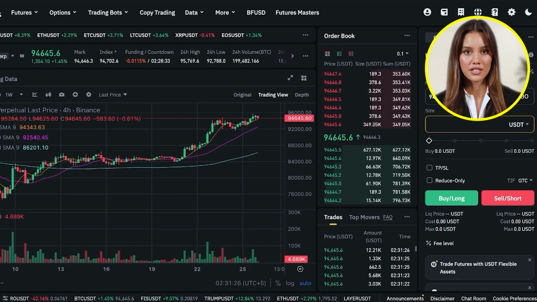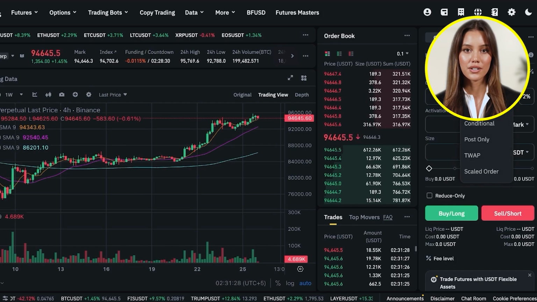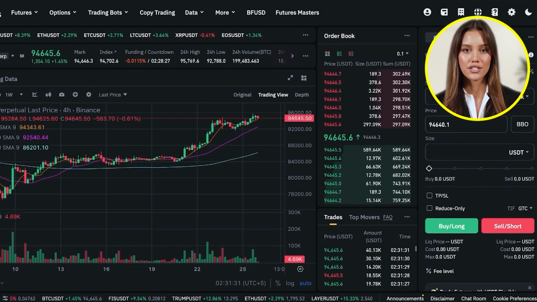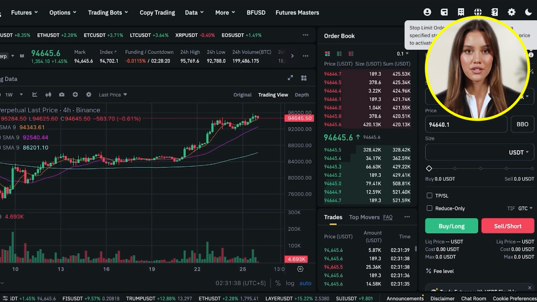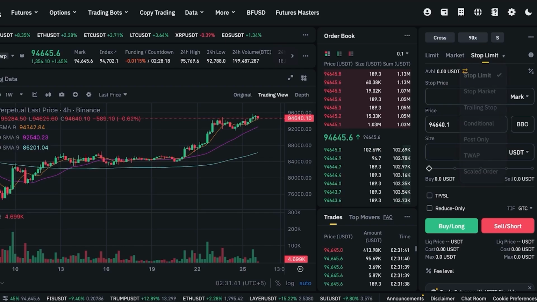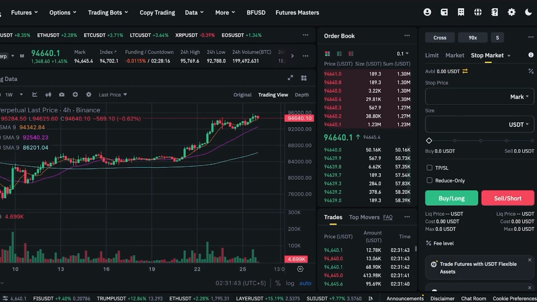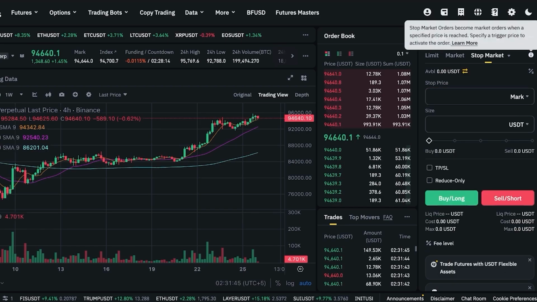So if you go into the stop limit order, you can see even in their info box, this becomes a limit order when a specified stop price is reached, where you can specify a price to activate your order. And then if you go into the stop market order, this becomes a market order when a specified price is reached, and you can specify your target price to trigger your order.